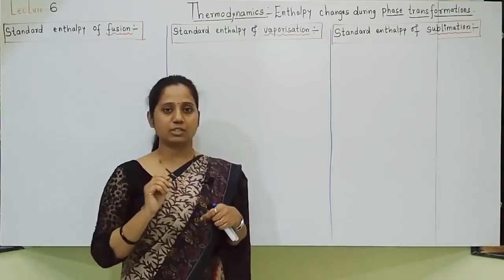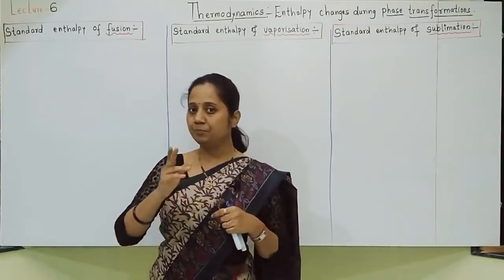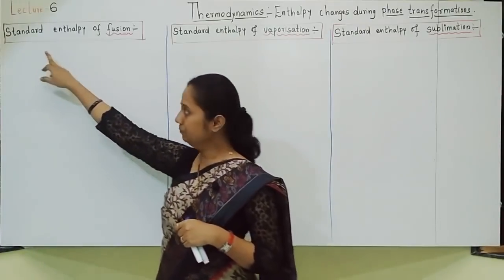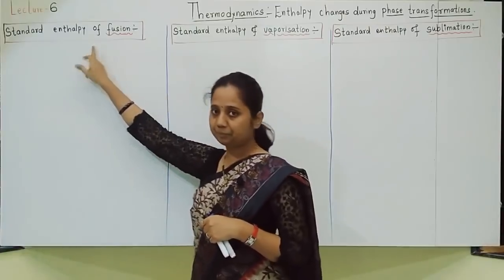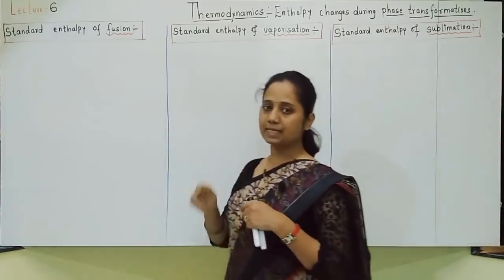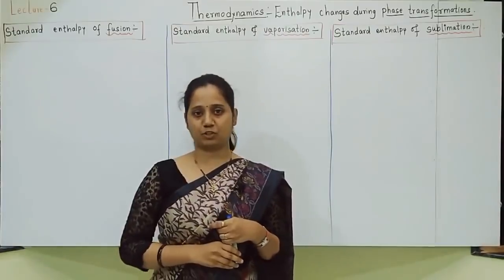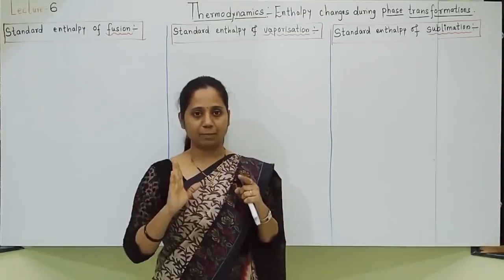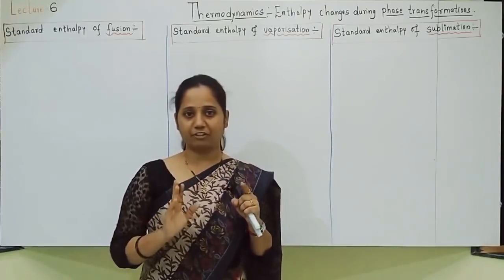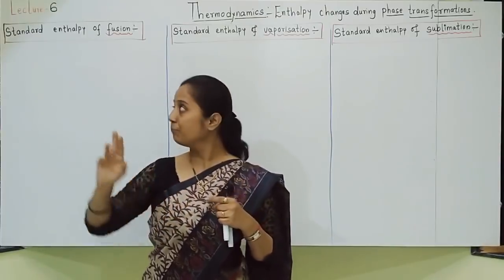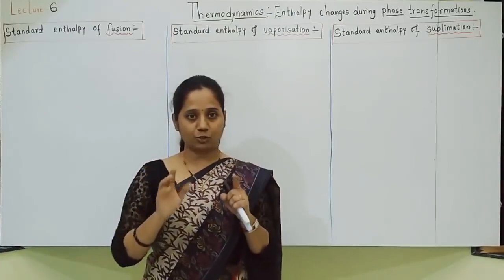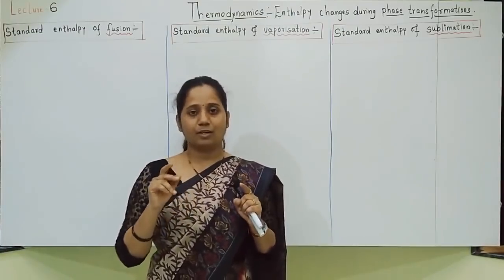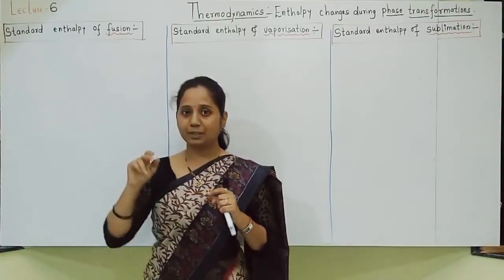Under phase transformations, three enthalpy changes are there: standard enthalpy of fusion, standard enthalpy of vaporization, and standard enthalpy of sublimation. Let us see one by one. Of course, all these three are familiar to you. You should only remember how to write their definitions. Of course, what standard means, I already told you. Then, what does fusion mean?